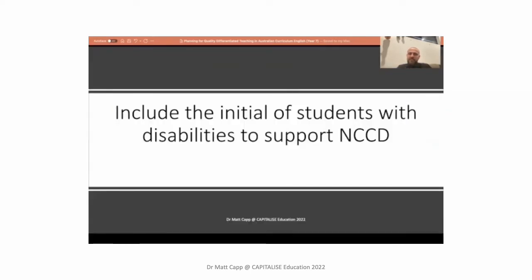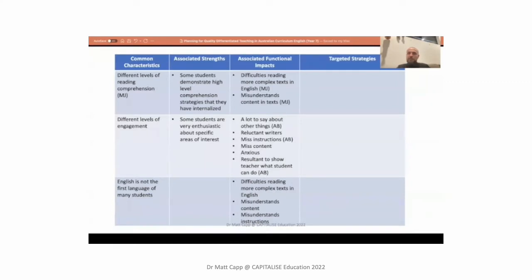In relation to the nationally consistent collection of data for students with disability, which is a funding model for schools, we can use this process to identify students' functional impacts at that quality differentiated teaching practice level. We do this by identifying the functional impacts that relate to students with disability, and we can just put their initials to show that we're mapping out their functional impacts. I always use initials because if you write the full name of a student and it gets left on a teacher's desk or something, you've got a breach of confidentiality. So I always use their initials.